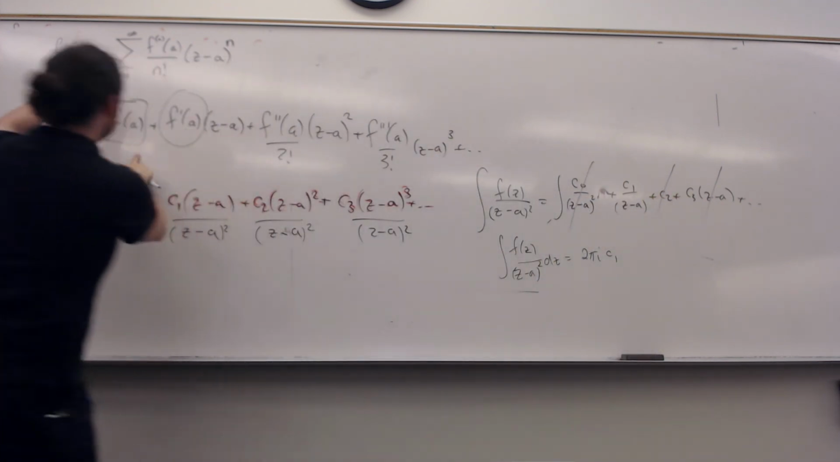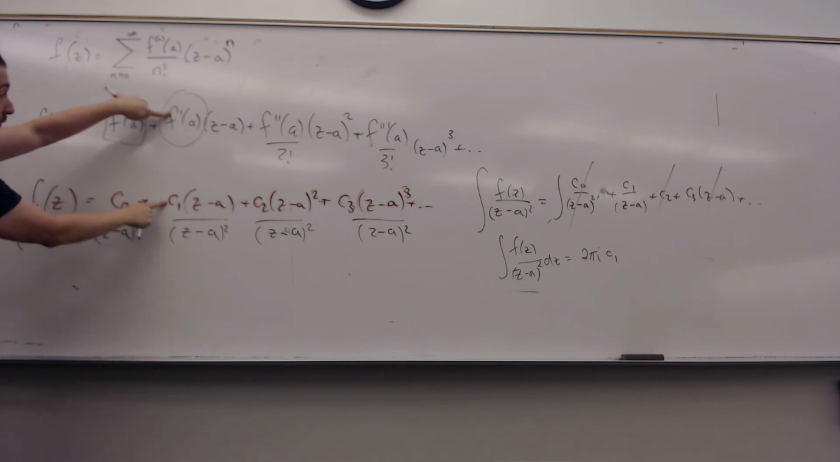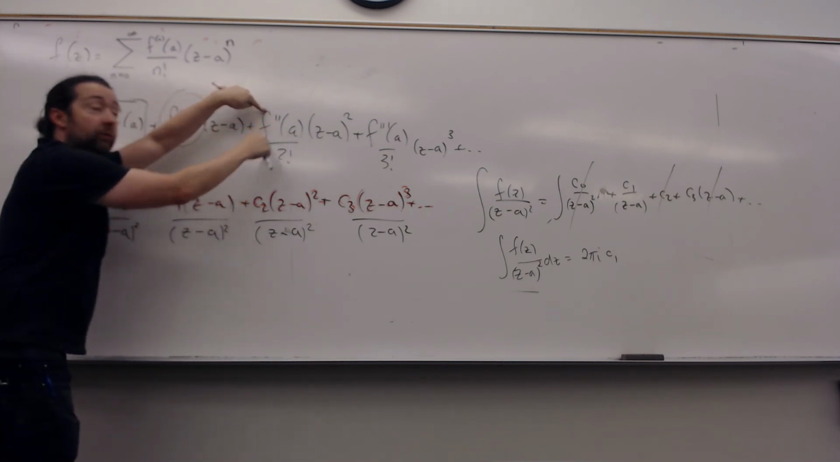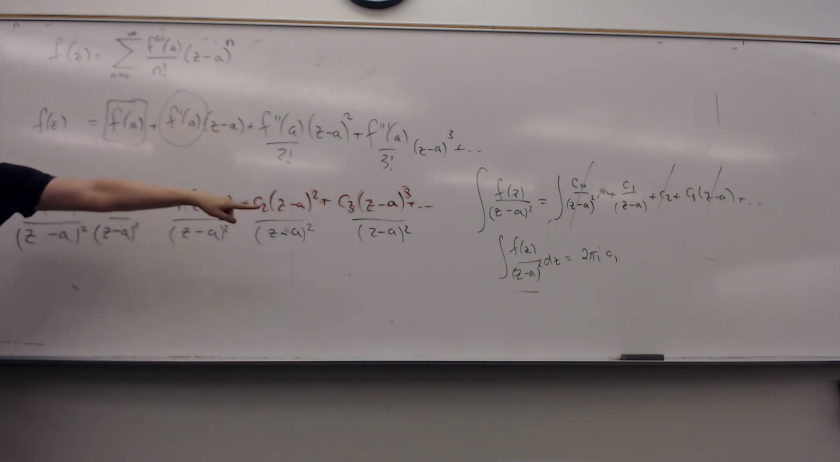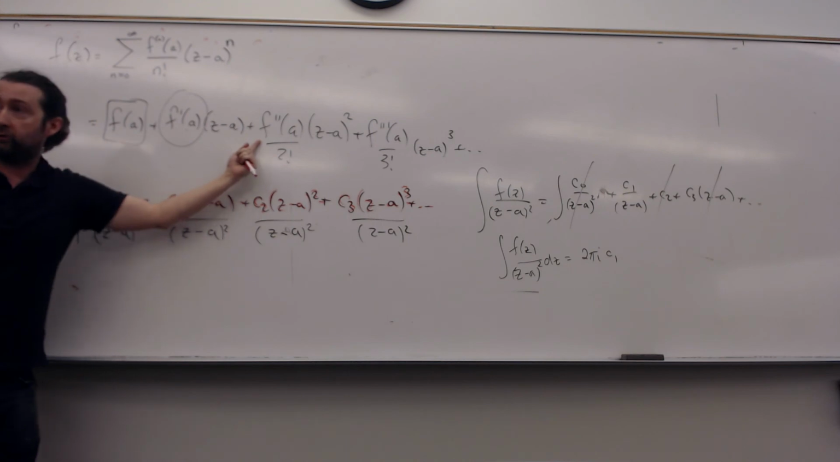c naught has to be f of a, and c1 has to be f prime of a, and c2 has to be f double prime over 2 factorial, and so on. Each one of these things that we can pop out using this idea corresponds to a derivative of the original function.